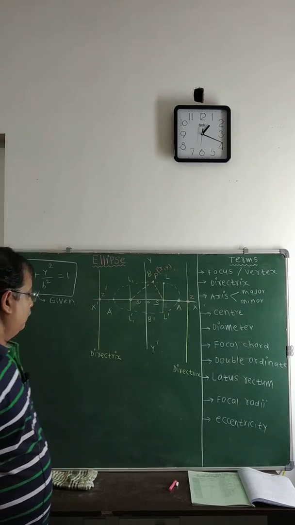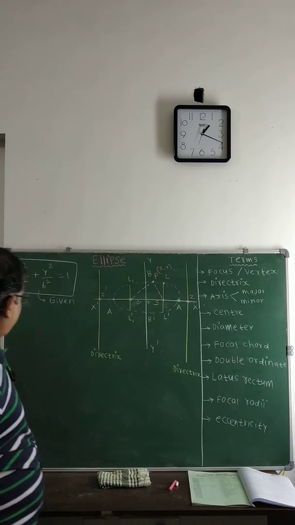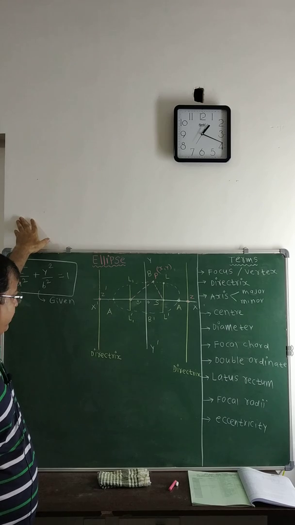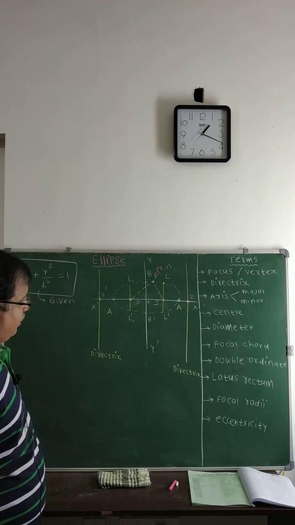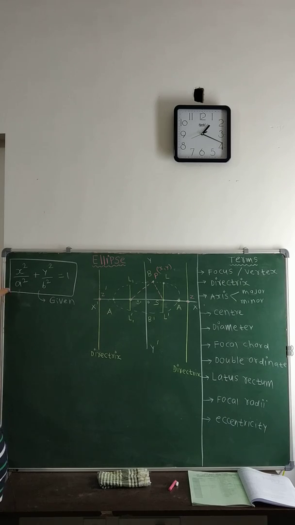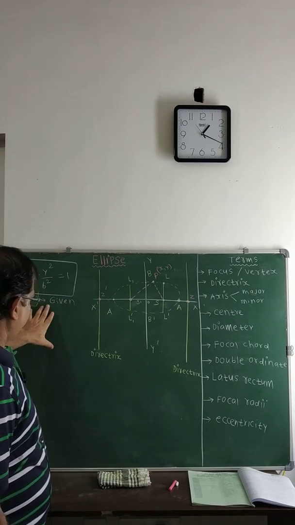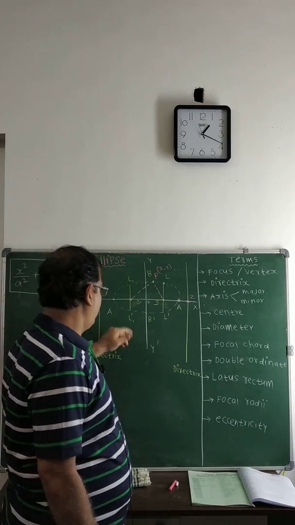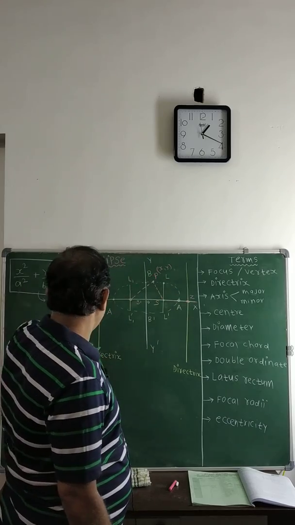Okay. Now the basics regarding the ellipse we have already done in the previous class. Now let's discuss x square by a square plus y square by b square is equal to 1. This is the standard equation of an ellipse, and we are assuming that this equation is given to us. Using this equation, we are supposed to calculate all the properties regarding this ellipse.